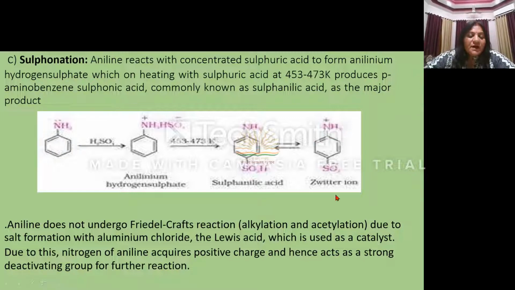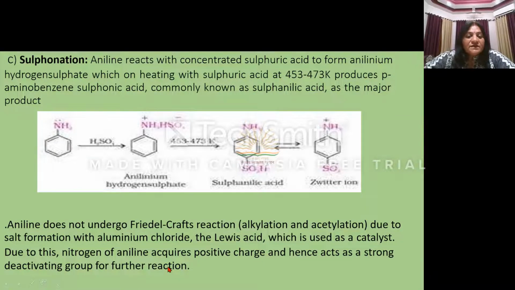Important point: aniline does not undergo Friedel-Crafts alkylation and acylation reaction due to the salt formation with aluminium chloride, which is a Lewis acid. In Friedel-Crafts reaction, we use the Lewis acid AlCl3 in presence of HCl. So it forms the anilinium ion, and due to the formation of anilinium ion, the nitrogen acquires the positive charge and hence acts as a strong deactivating group for further reaction.